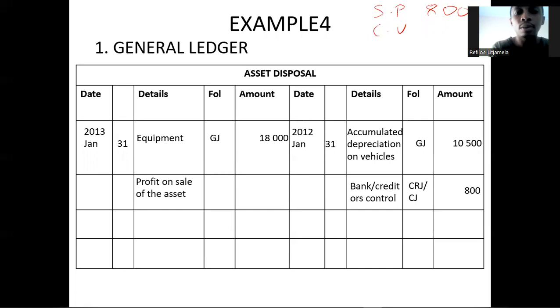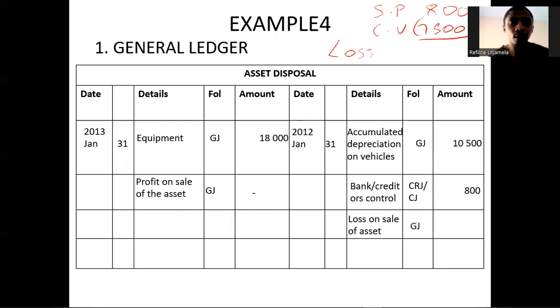You'll realize that here the carrying value is greater than the selling price. Therefore, we made a loss. The question is, how much is that loss? The loss on sale will be 800 minus 7,500, which is 6,700. All right, and that's what we're gonna have, right? That is the asset disposal account. It will always be this way.